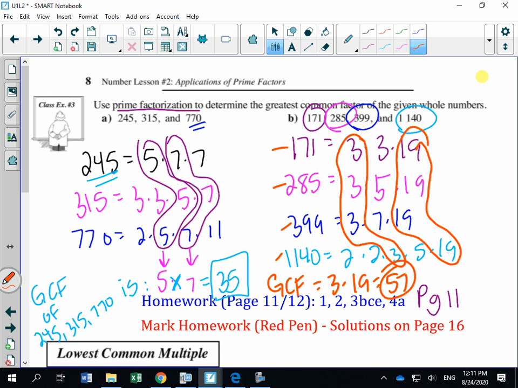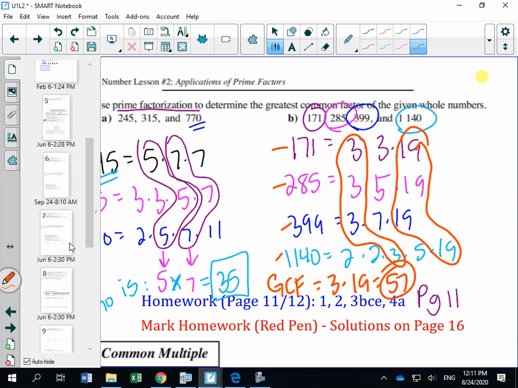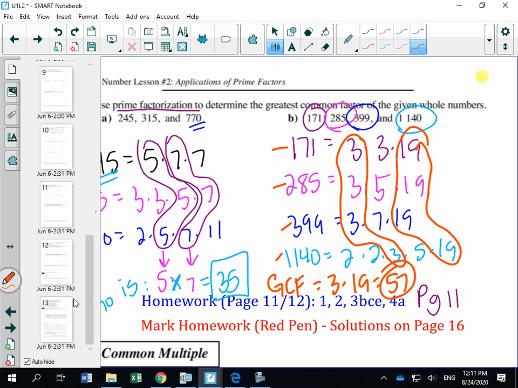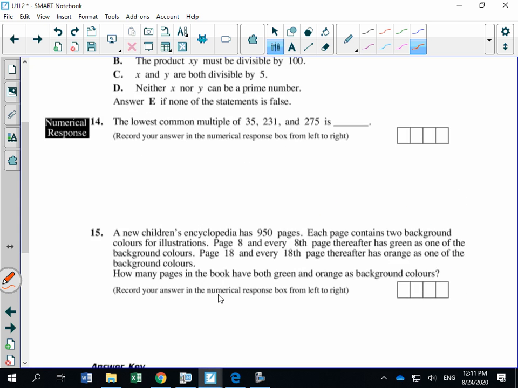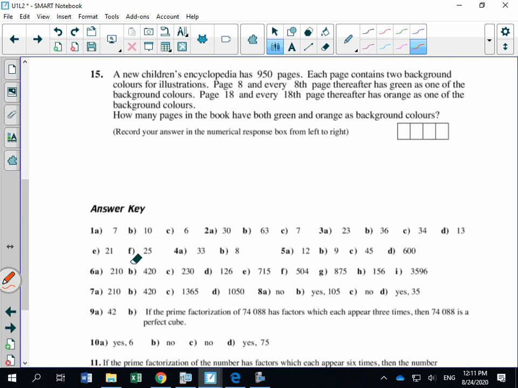So what I want you to do, this is going to be the end of part 1. I want you to do these questions here, which we'll circle in our homework. These are going to be GCF questions, and they start on page 11. Then I want you to make sure you mark your homework, right? So at the very end of this lesson, at the very end of the homework, you'll always have your solutions, right? So at the very end of lesson 2, they're going to give you your solutions.